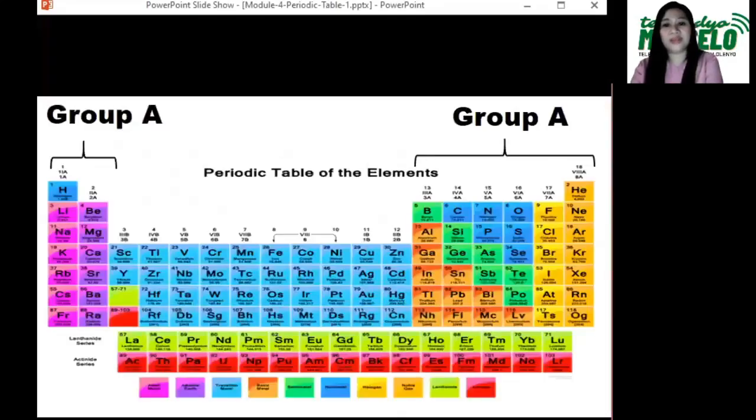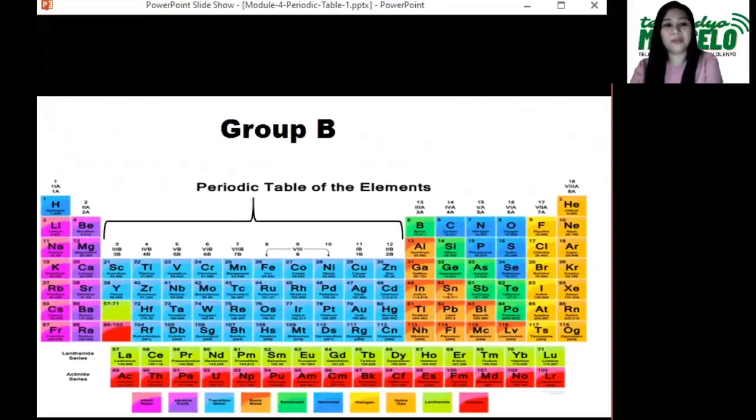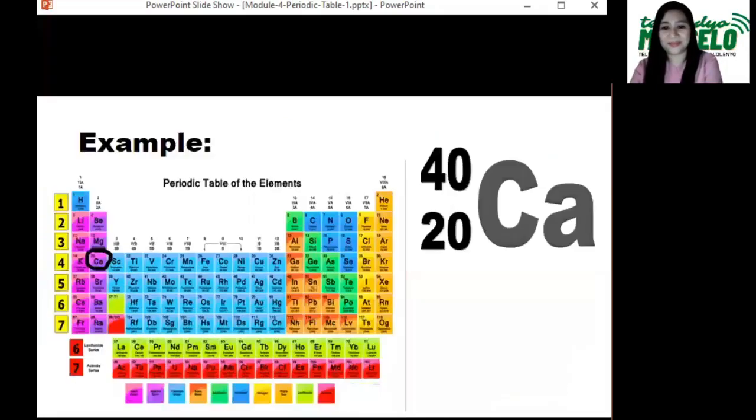These are the Group A elements of the periodic table, while elements on this part belong to Group B. Now let us have an example. I will post the element, then you need to classify the group it belongs to. All you have to do is to look at the upper label on the periodic table. This is from group 1A to 8A and 1B to 8B. Let's start. First, to what group does the element calcium belong? Type your answers in the comment box.